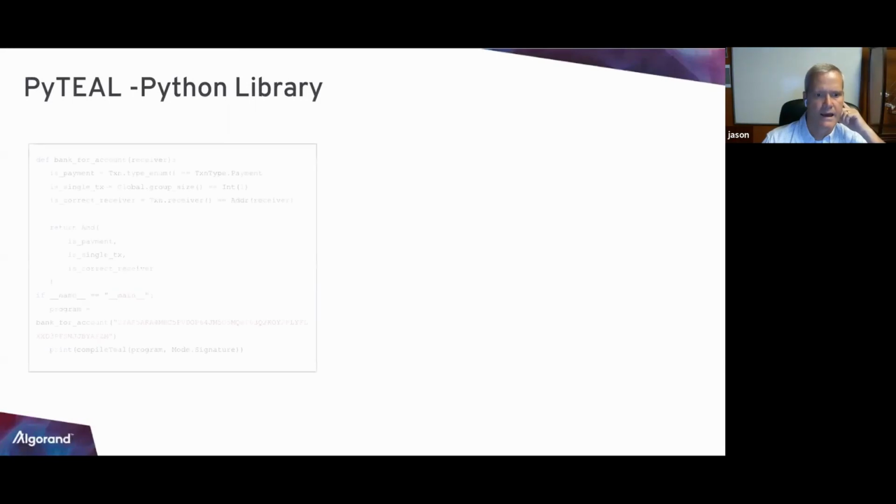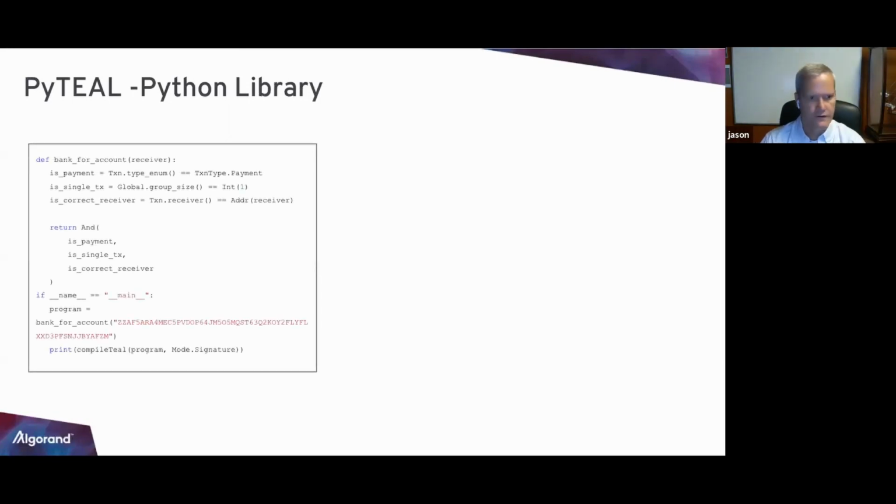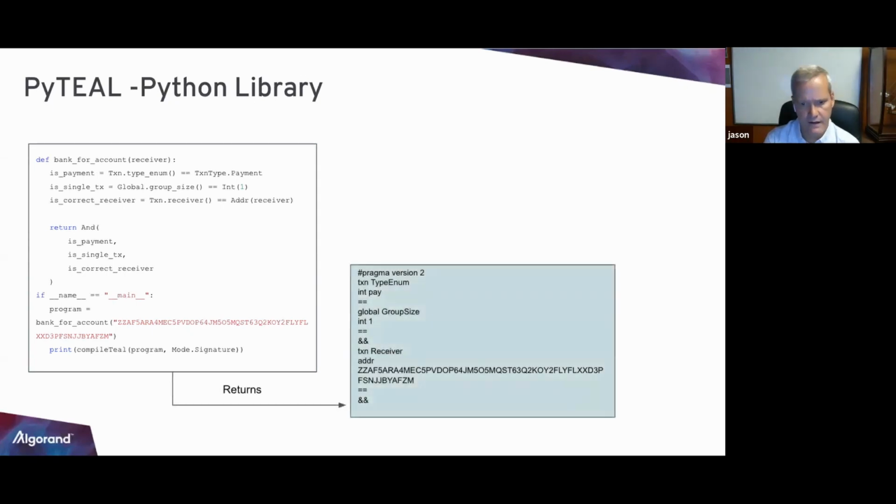And then the Python library looks kind of like this. I'm not going to go through this example, but here's some example Python for a stateless smart contract. There's a bunch of And conditions checking different properties. And then when you run the PyTeal compiler on it, it actually produces that TEAL.